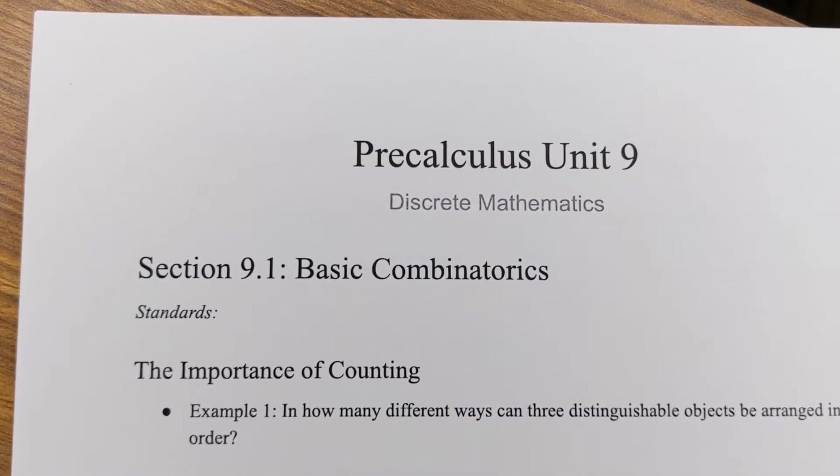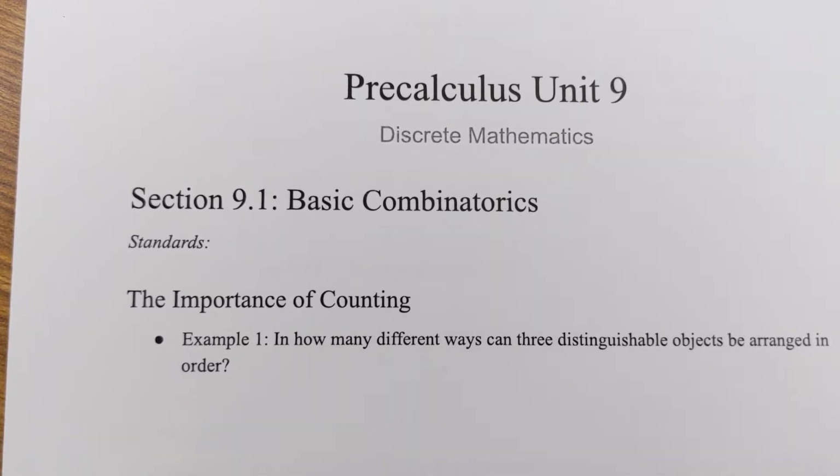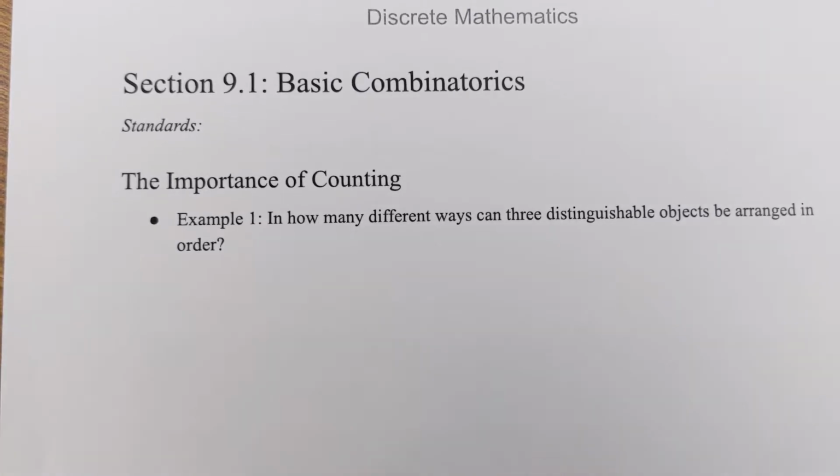All right, go to the notes for section 9.1, which is the basic combinatorics. So this is how you count things essentially, or combine things. So the importance of counting. How many different ways can three distinguishable objects be arranged in order?